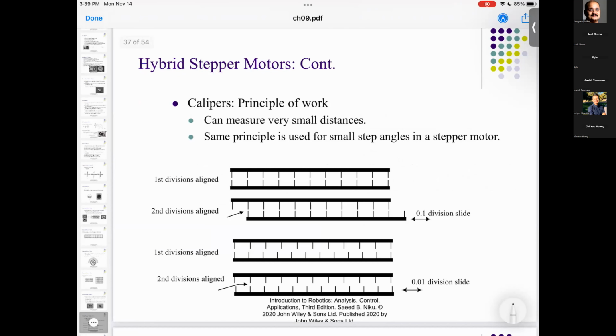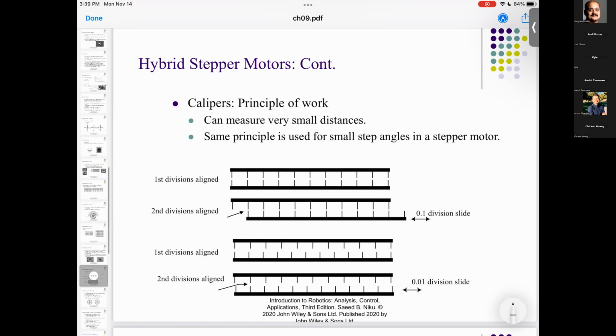In the case of hybrid stepper motors, the advantage is you can do micro stepping, wherein you can align the various divisions as shown over here, and you can get a resolution which is smaller than one stepping distance.